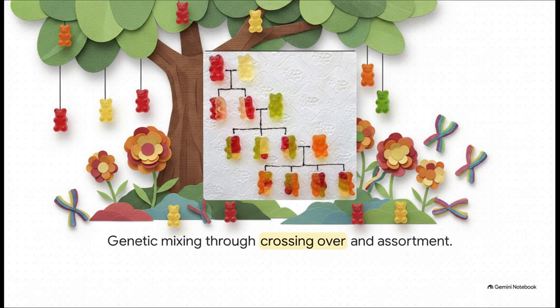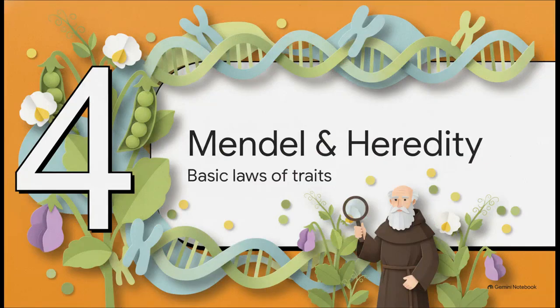Through crossing over in prophase 1, where chromosomes literally swap chunks of DNA, and independent assortment, where they sort themselves completely randomly, the genetic deck is thoroughly shuffled before passing anything on to the next generation. Let's zoom out a bit for Section 4, Mendel and Basic Heredity.